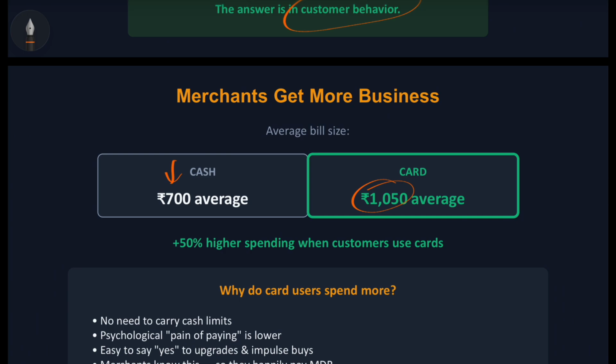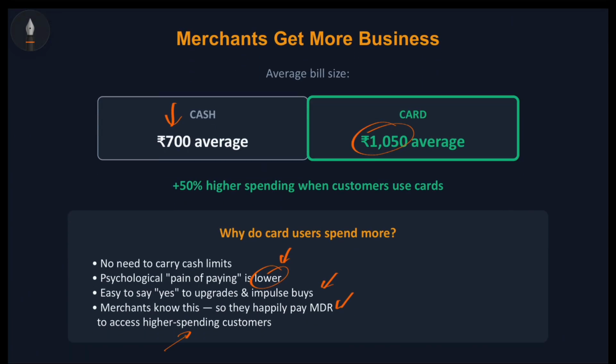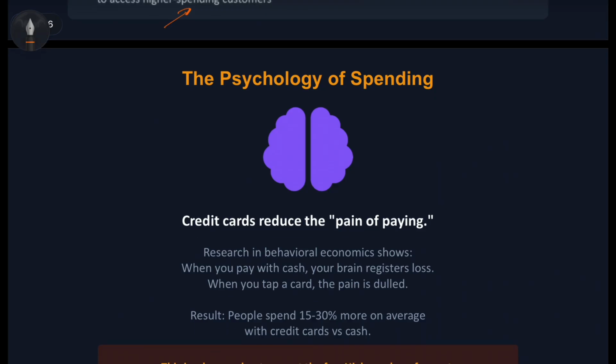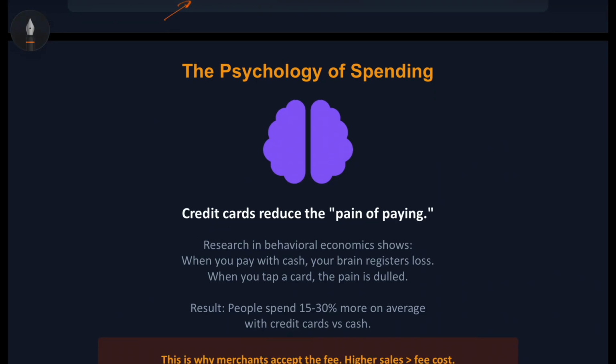So this is where customer behavior comes in, right? The psychological pain of paying is much lower. And upgrades and impulse buying also increase when we are talking about cards, because you don't have to count more money. You have to do the same process of just dabbing the card, right? The merchants are absolutely sure about this process, and this is the reason they happily pay the MDR, so that they can access the higher spending customers, right? So this is the psychology of spending.